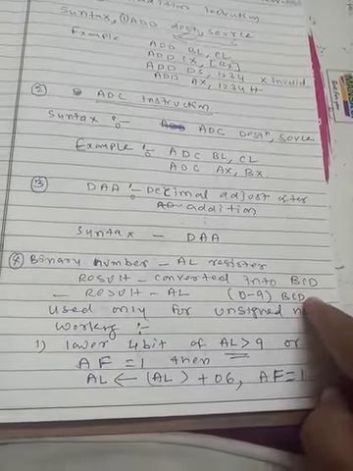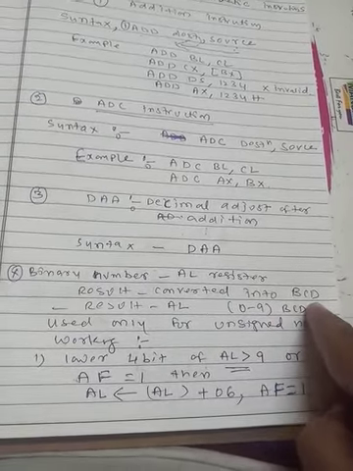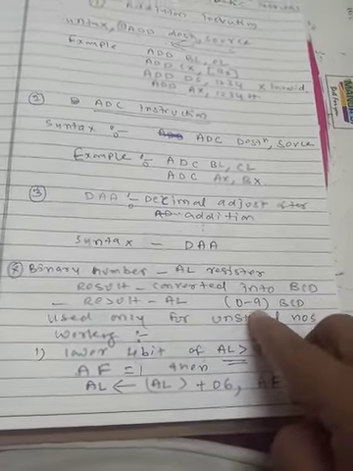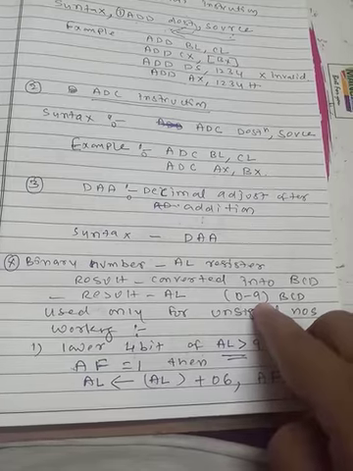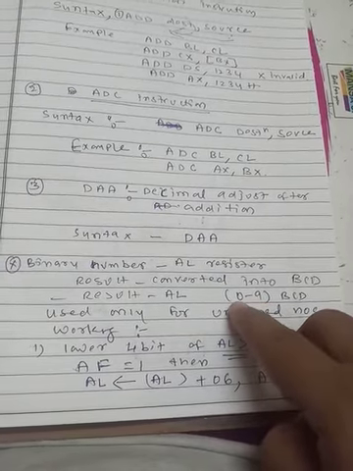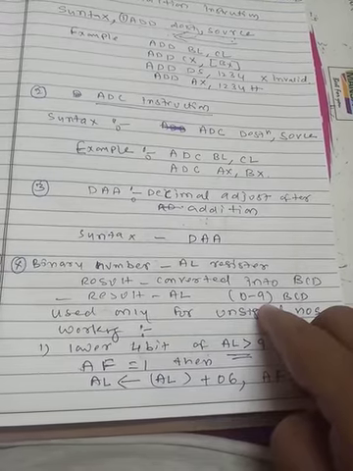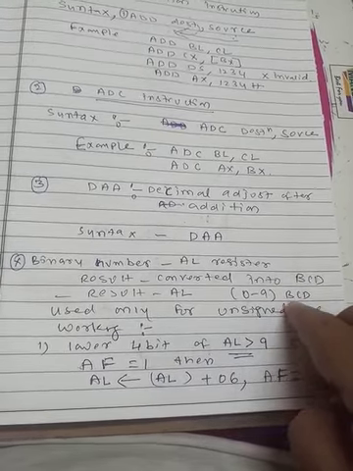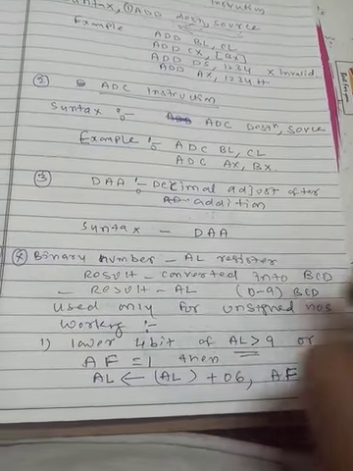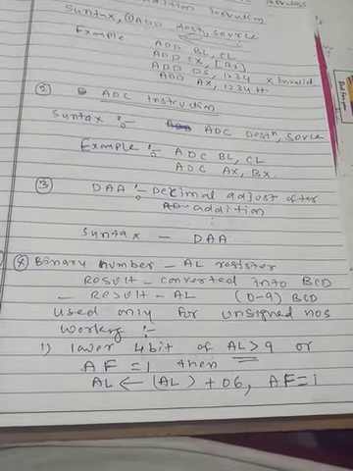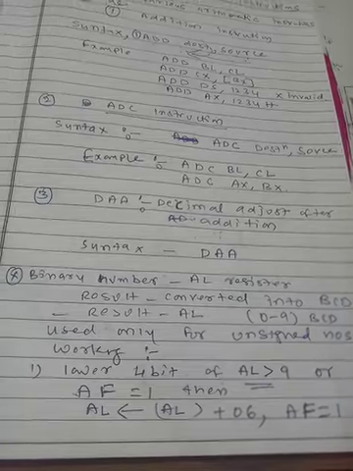Here you can see the BCD format. BCD is nothing but a number system where we have the numbers from 0 to 9. These are the real world numbers, called BCD, binary coded decimal. We have the result present in AL, and that result we have to convert into binary coded decimal. That will be performed by using this DAA. The DAA is used for unsigned numbers.